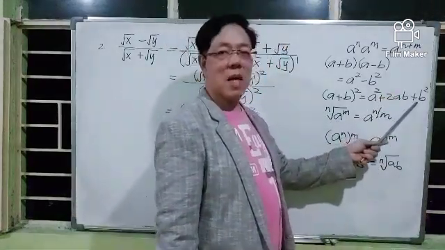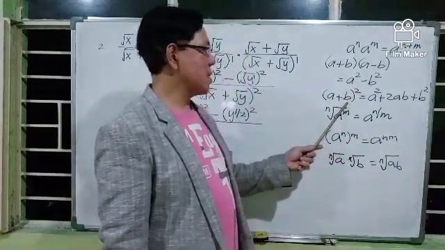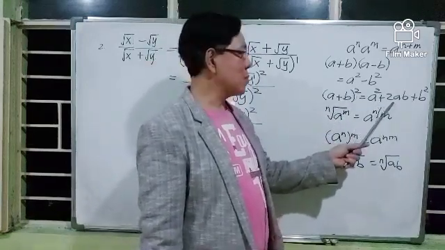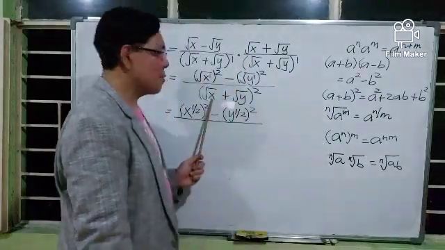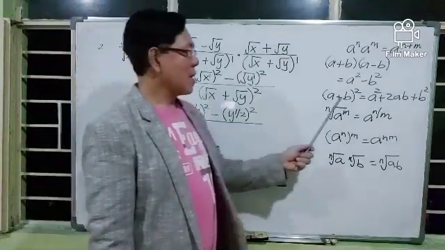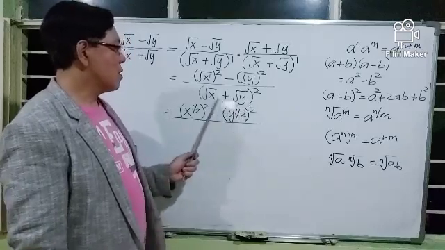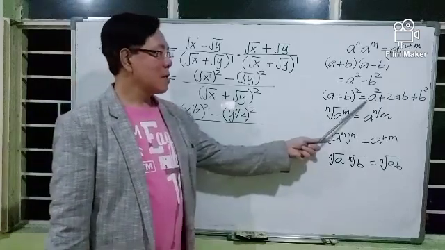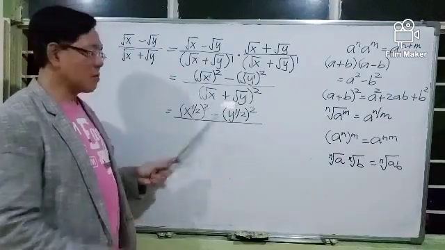And the last term is positive: the square of the second term B, the square of B. For the square of a sum, the middle term is positive 2 times the product of the two terms. In the denominator, our A is square root of x and B is square root of y. And the square of the sum, square root of x plus square root of y, equals the square of A, the square of the first term, which is square root of x.